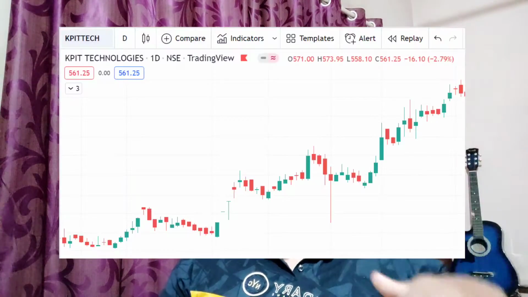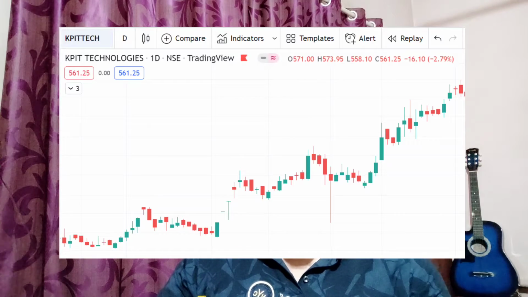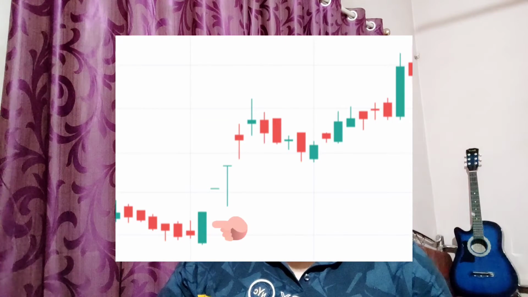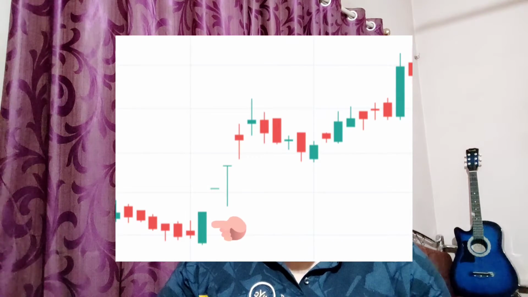Now let us see a practical example of this pattern. This is the daily chart of KPIT Tech. Now look at the blue candle that I have highlighted. Is this a bullish Marubozu candle? The answer is yes. I know there is a bit of a lower shadow, but it is very negligible when you compare it with the size of the body.